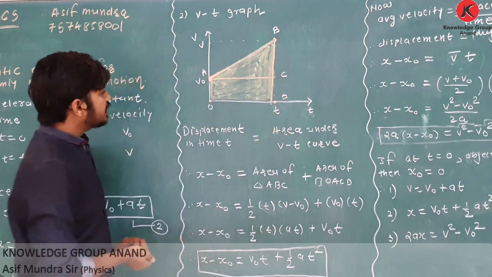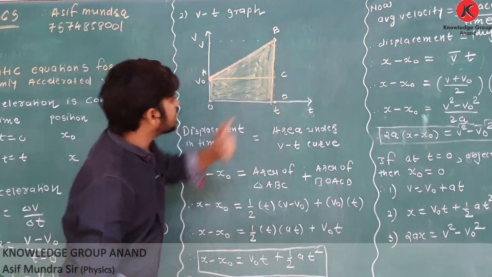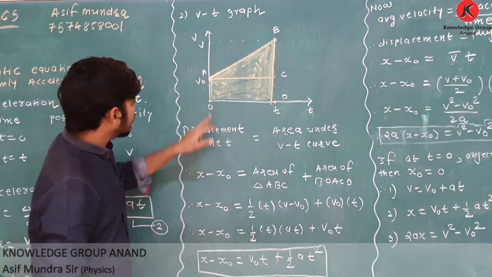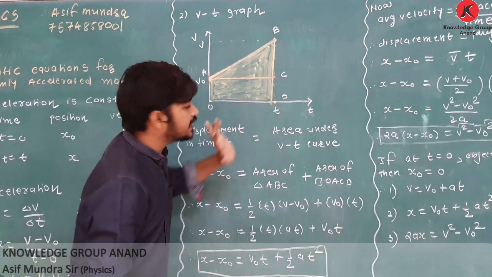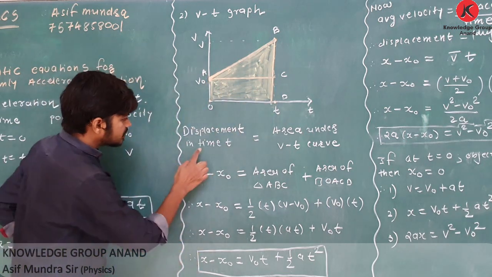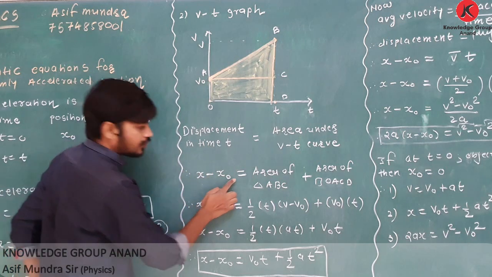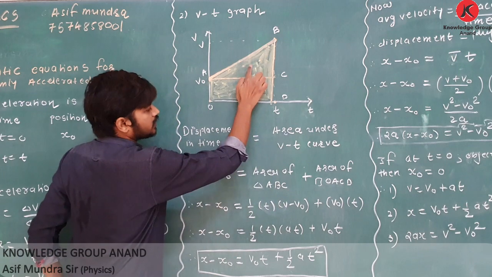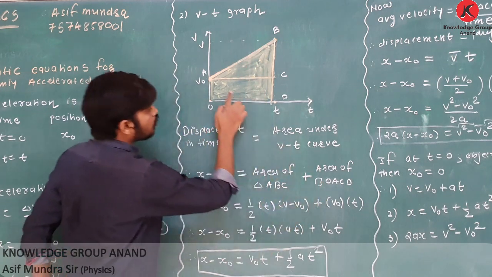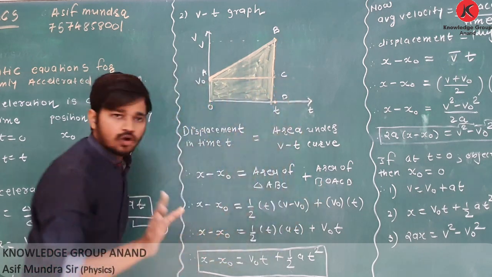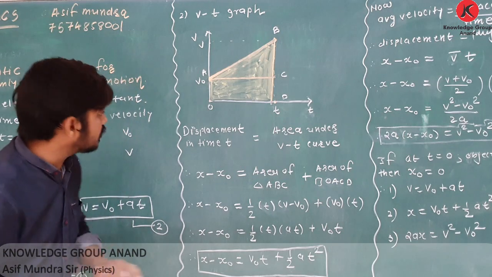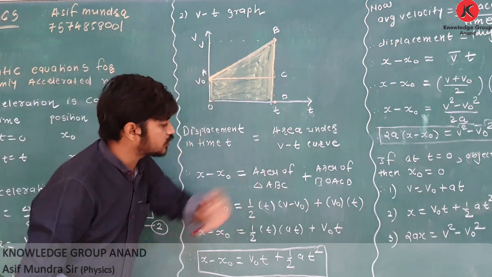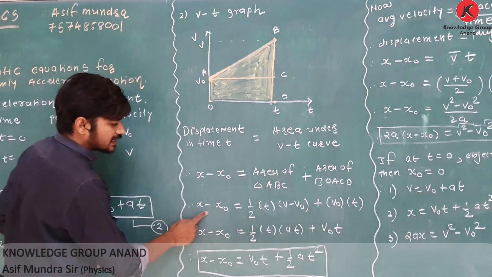Okay, first it is triangle ABC and second it is rectangle OACD. Then see, displacement in time t, x minus x0, is equal to the area of triangle ABC and the area of rectangle OACD. What is the area enclosed by this v-t graph? This one. Now, displacement is as it is.